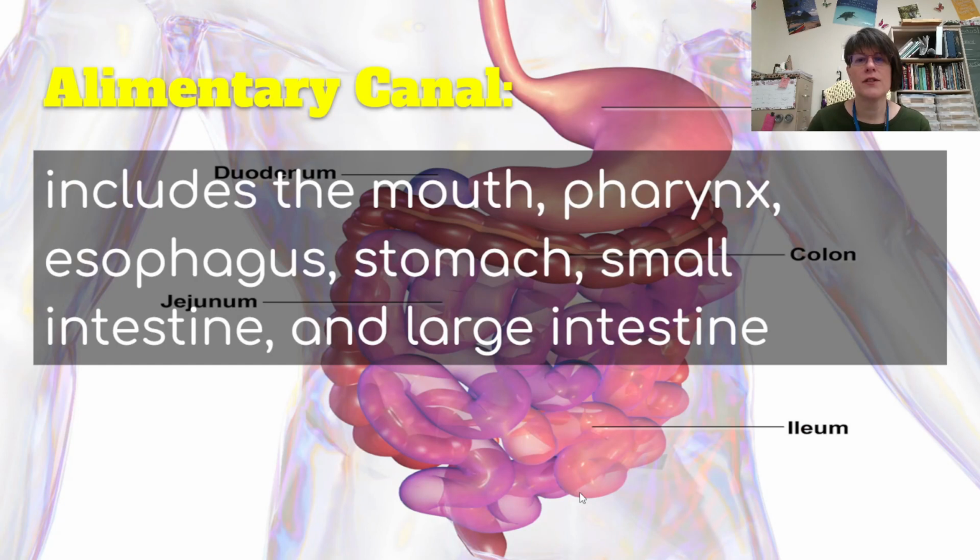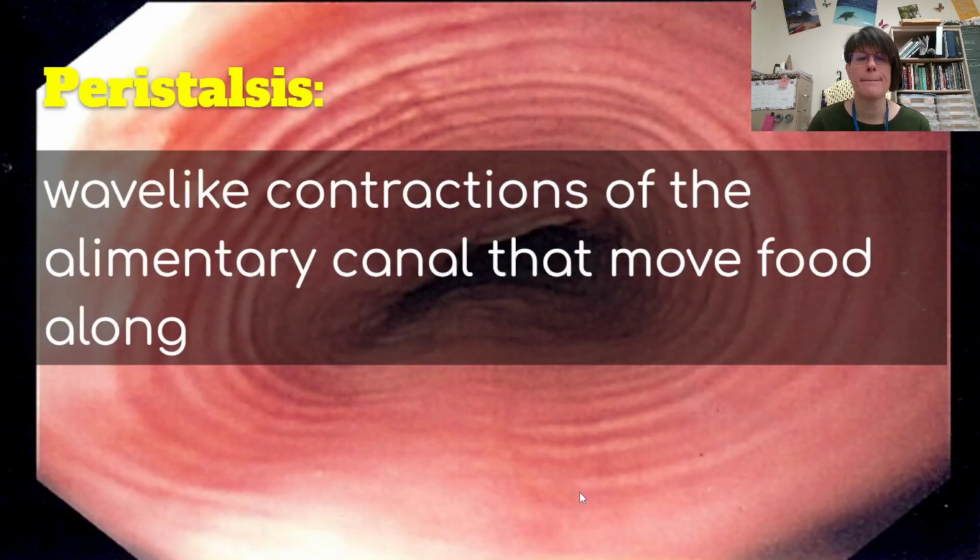First, I want to talk about what that entire canal is called. It's called the alimentary canal. This includes the mouth, pharynx, esophagus, stomach, small intestine, and large intestine. Now, what moves food through the alimentary canal is peristalsis. These are wave-like contractions of the alimentary canal that move food along. So usually we talk mainly about peristalsis in the esophagus, but it works throughout the entire system.